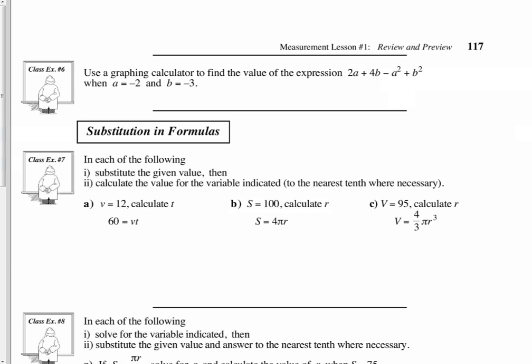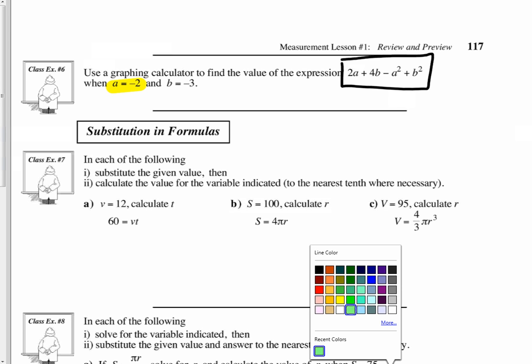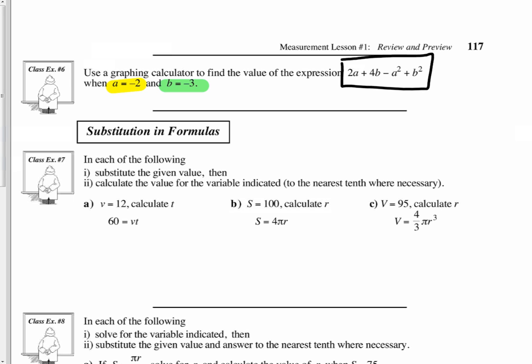Okay, so the first one, using a graphing calculator. Find the value of 2a plus 4b minus a squared plus b squared when a is equal to -2 and b is equal to -3. Okay, so when you substitute for a variable, you want to use brackets. I'm going to show you 2 ways. One, the way you've been taught before, using brackets.